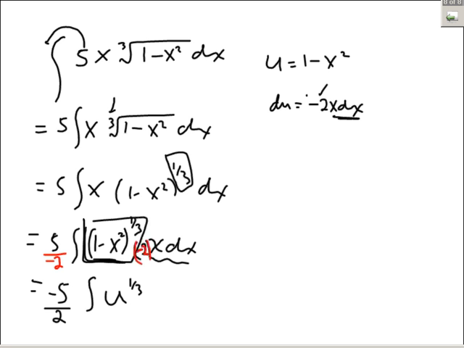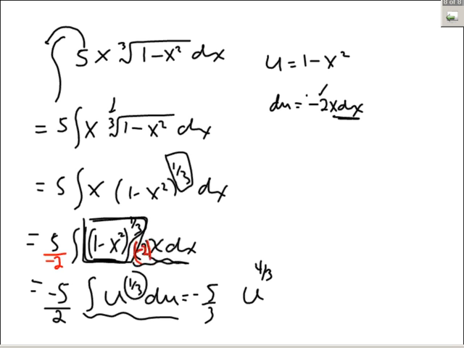Like I said before, that piece is u to the 3rd. And now, negative 2x dx, that is du. So it's negative 5/3 times this. But this is in the form of u to the n du, so I add 1 to the power. That is, I add the 1 and the 3, and I get 4.